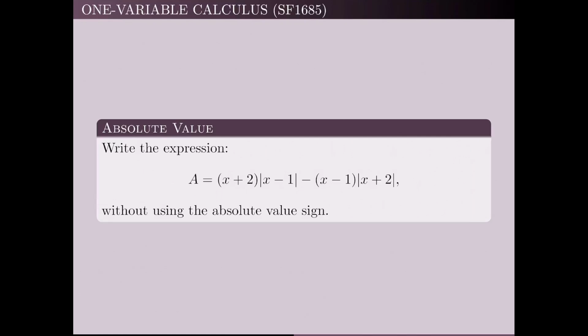Hello, in this video we investigate the following problem on the topic of absolute value. Write the expression a equals (x + 2)|x - 1| - (x - 1)|x + 2| without using the absolute value sign. Pause the video at this point and give it a try. On the next slide, I will show you the final answer to the problem.